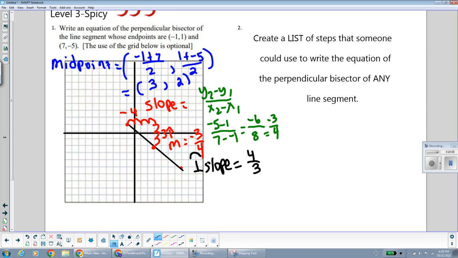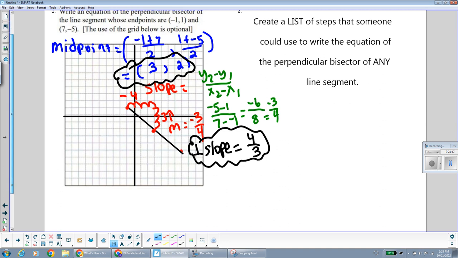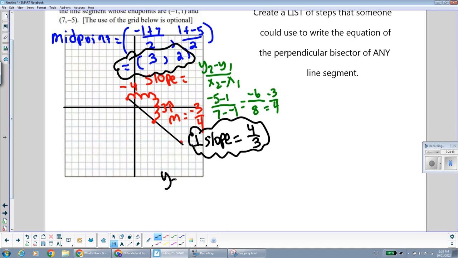Now that we have our point, which is our midpoint, and our slope, we can write the equation of the line. I'm going to go to point slope form, just like before, and plug in the y coordinate of the midpoint that I'm using, which is 2. My slope of my perpendicular line is 4 over 3. And the x coordinate of my midpoint is 3.